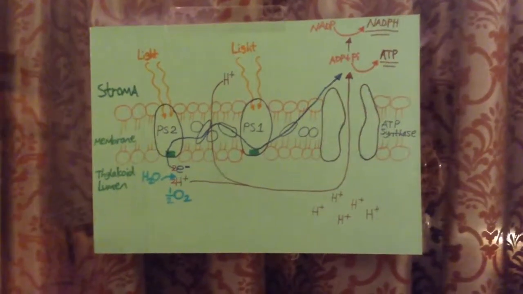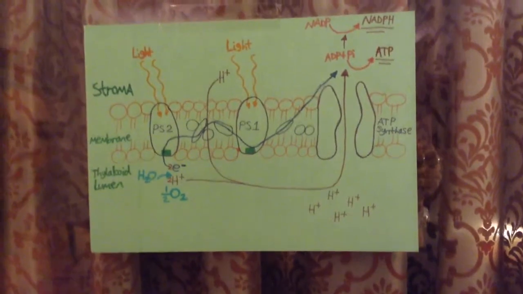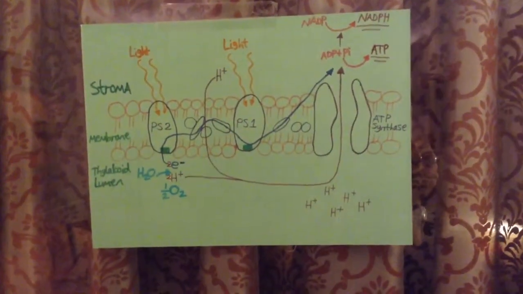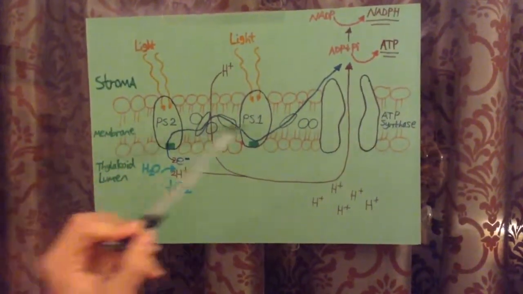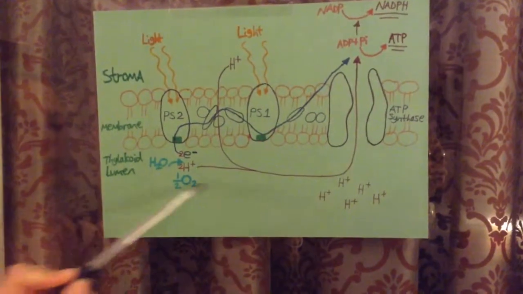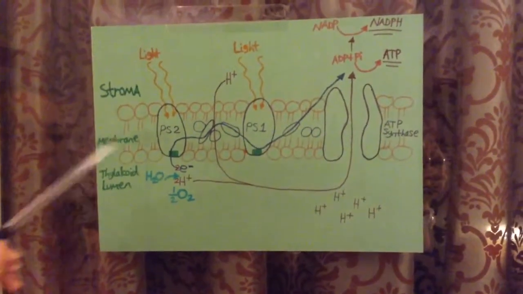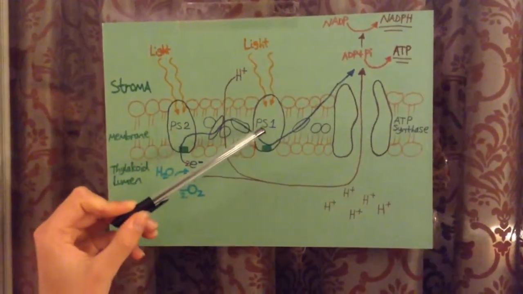So this is the light-dependent stage of photosynthesis. This happens on the thylakoid membrane, here, within a chloroplast. Here is the stroma of the chloroplast, here is the thylakoid membrane, and here is the thylakoid lumen, the space within the thylakoid. On the membrane, we have these proteins here called photosystem 2 and photosystem 1.